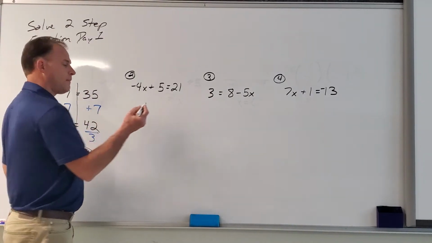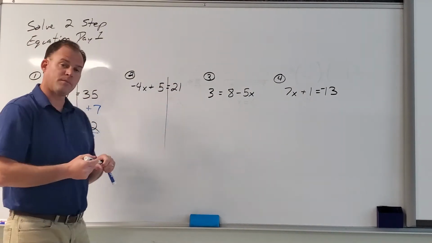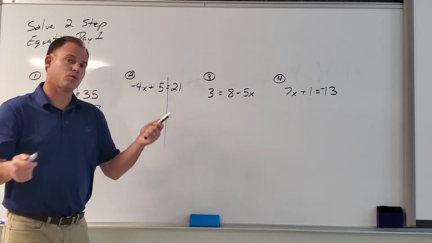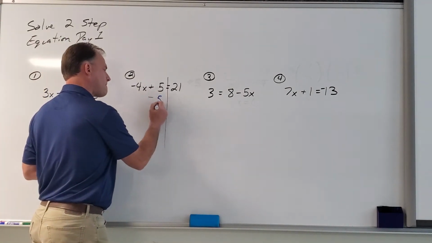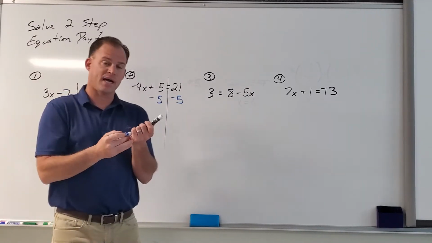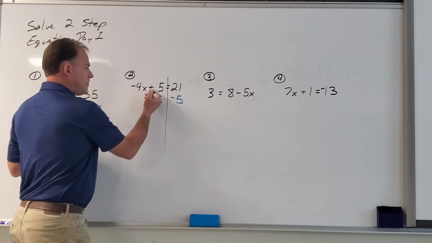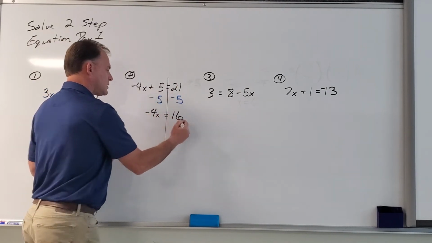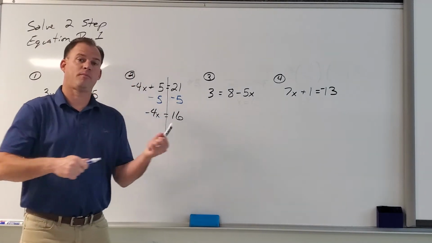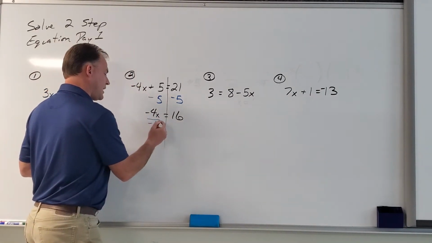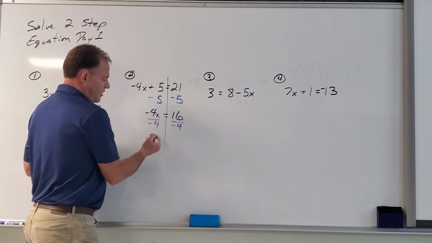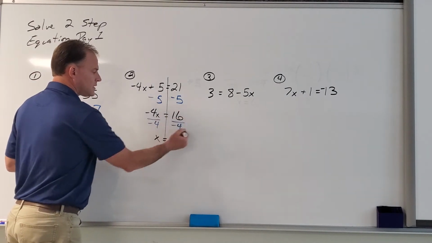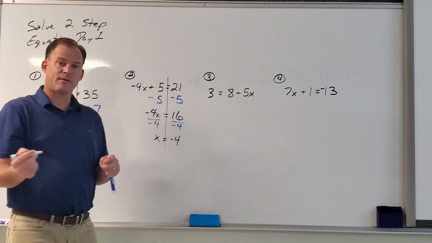Number 2, again, there's the middle of my problem. So now I looked at it right here. This is a plus 5. So in order to solve this equation, I'm going to subtract 5 from both sides of the equation. 0, so I bring down minus 4x, 16. Again, I need to get the variable by itself. So we divide by negative 4, because negative divided by negative is going to give me a positive x that's left over. 16 divided by negative 4 is negative 4.